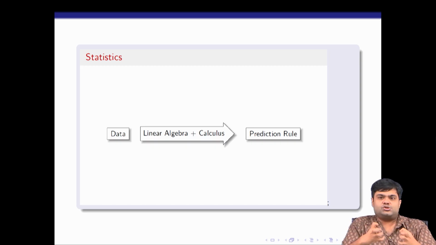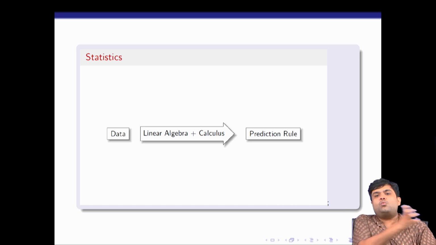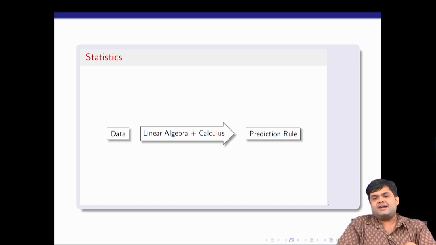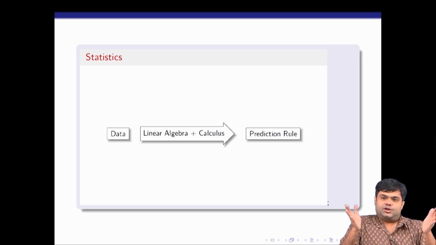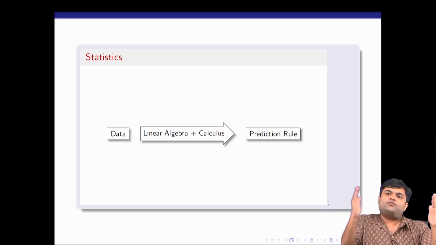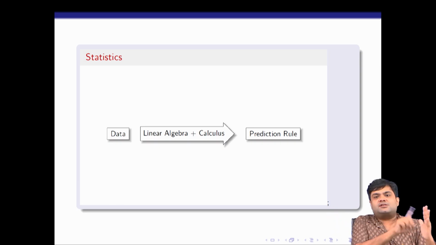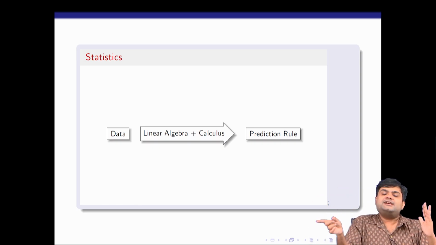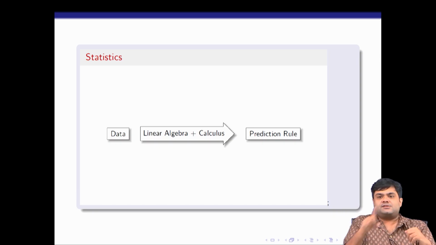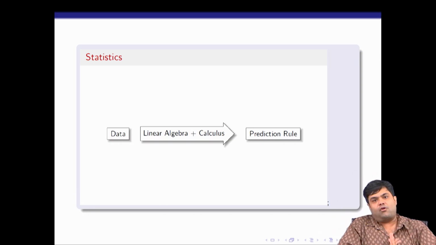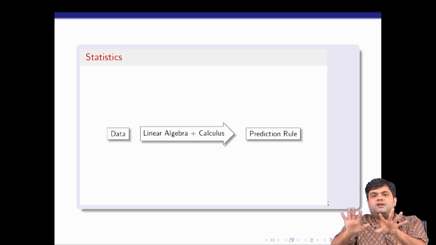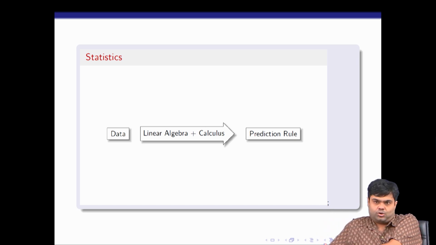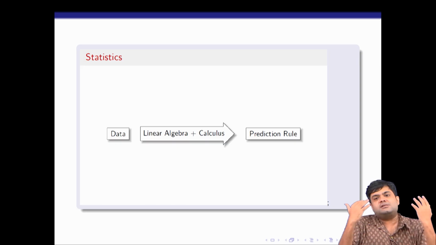So linear algebra is used quite heavily, and then finally when you want to predict something based on the data, what happens is that you go for a certain optimization technique. You look for a certain function with some unknown parameter which is optimized by these data points for certain values, and that gives you the functional form. So this is where the optimization or calculus is used. In simple terms, you have data, you apply linear algebra and calculus, you come up with a prediction rule. This is the schematic representation of statistics.